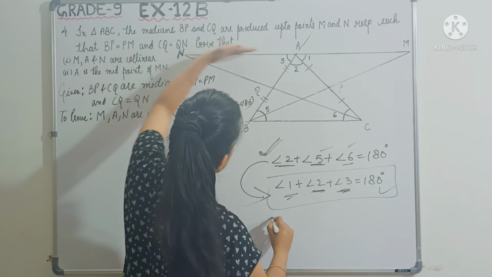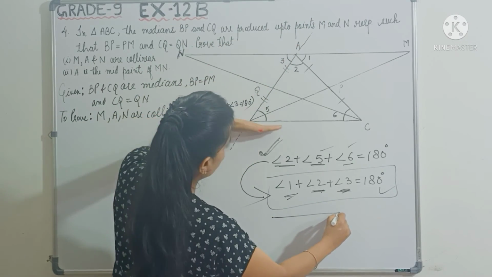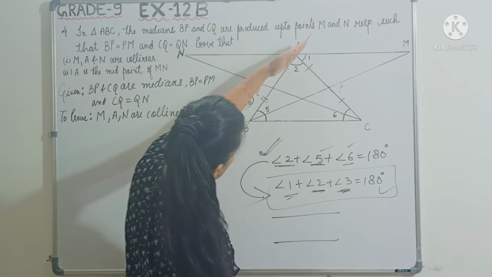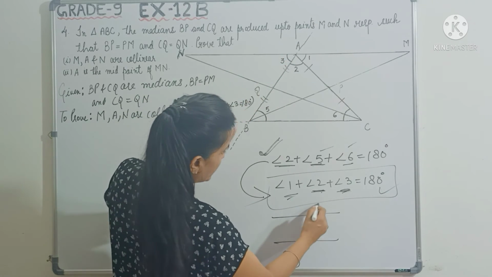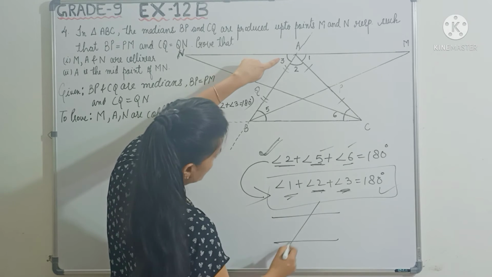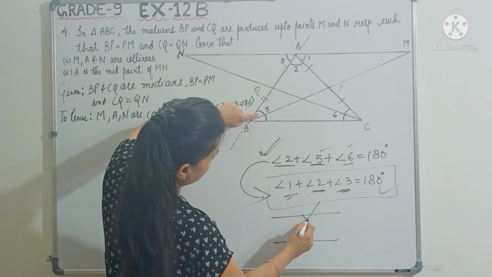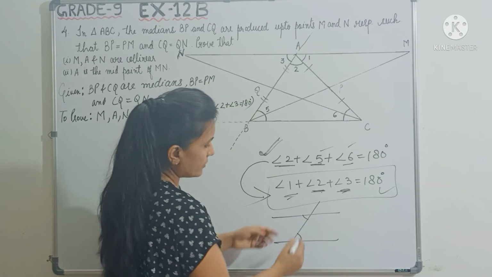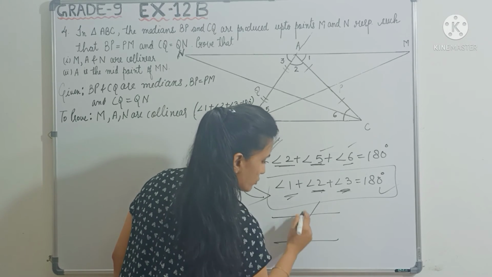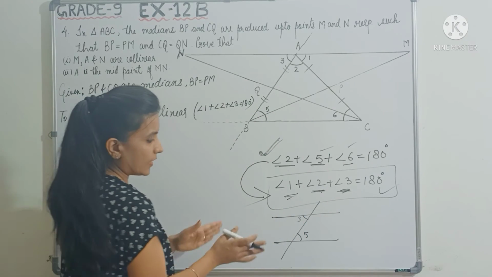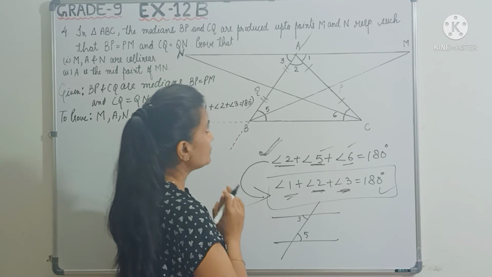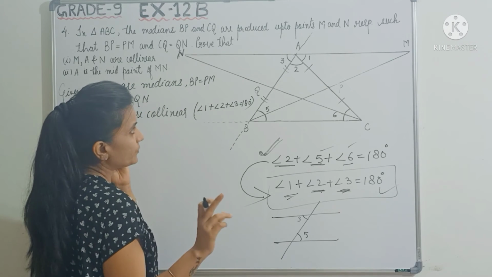You can see this top line is this, the bottom line is this, and this is your transversal, right? AB is your transversal. So angle 3 is here and angle 5 is here, right? So this is 3 and this is 5. So they are alternate angles, right? But I have to show that they are equal. Now, how to show that they are equal?